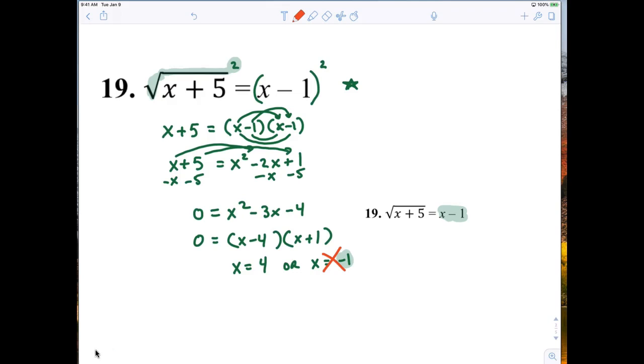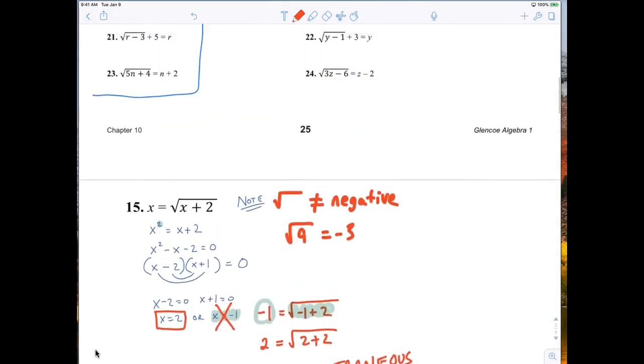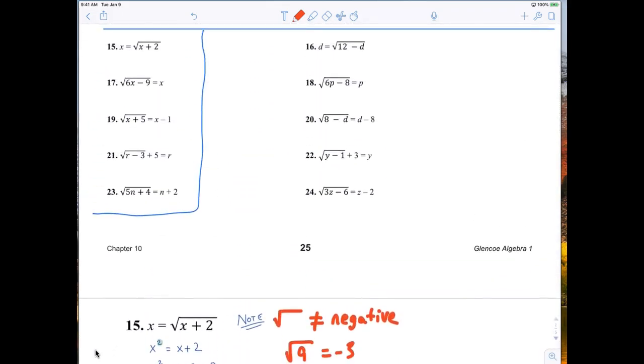Now we're going to plug in 4. The square root of 4 plus 5, does that equal 4 minus 1? Yes. So that's a good answer. 19 is a good answer. All right, 21.